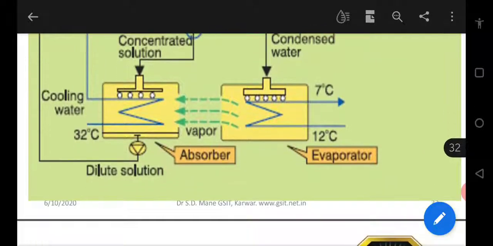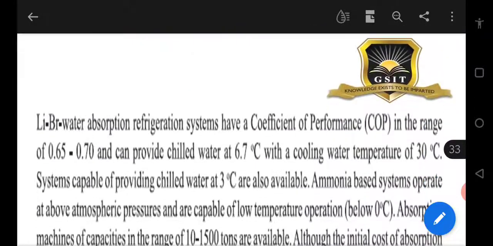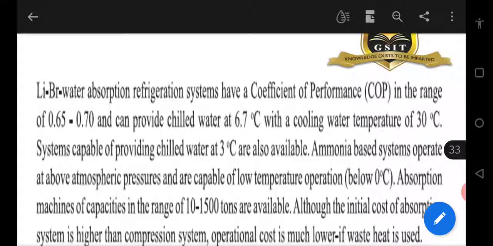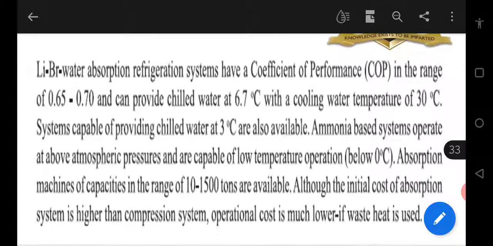So this is the VAM machine, the lithium bromide one I was telling about, but the COPs are very low, around 0.7, whereas the COP of a vapor compression system is almost 5. They can provide chilled water at around 7 degrees centigrade.